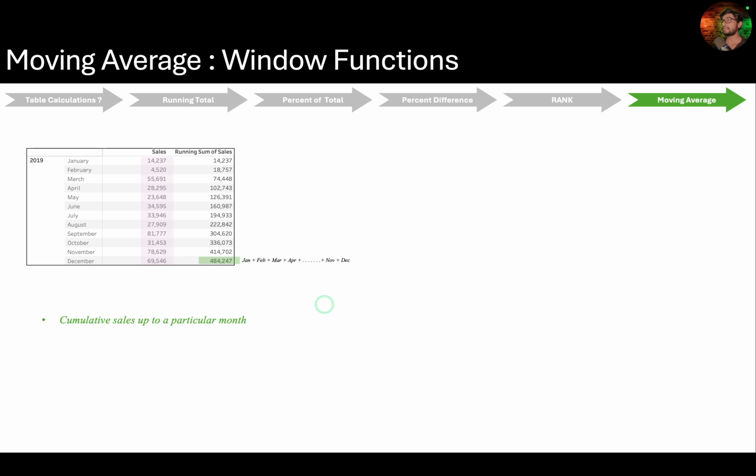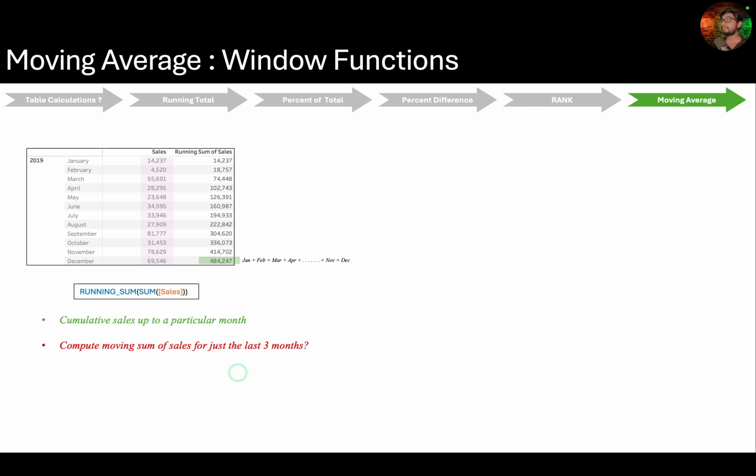First was quick table calculation using Tableau's built-in running total option. And the second was the manual method by creating our own calculated field to compute the running sum using this running sum formula. But now, let's say instead of adding up all the months every time, imagine we just want the total of the last 3 months.